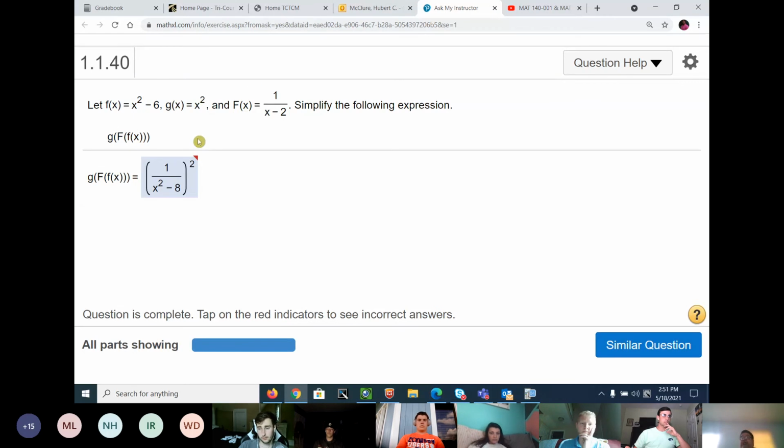Now, what would I change about this problem? This is what I would change about it on a test. I would write it like this. F of x is equal to x squared minus 6. G of x is equal to x squared. And capital F of x is equal to 1 over x minus 2.